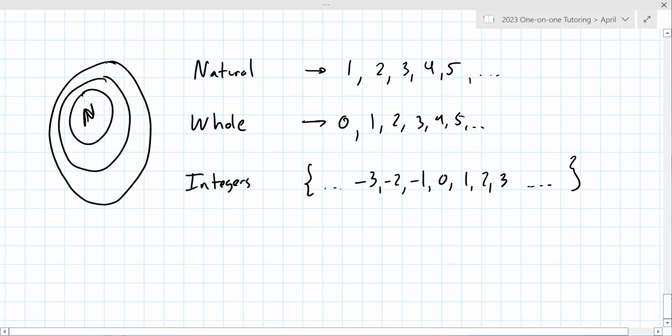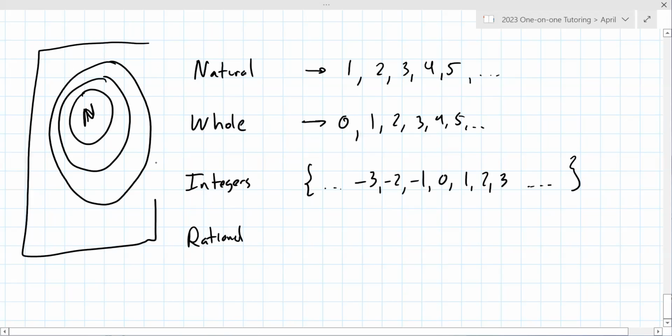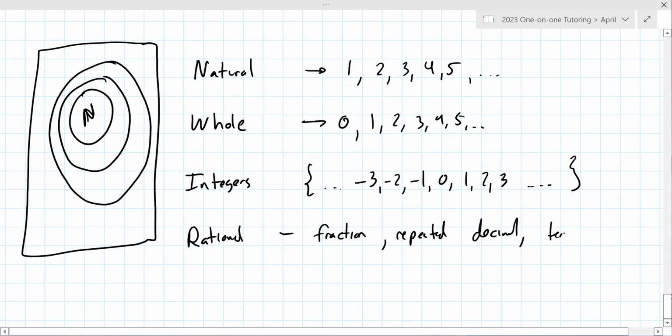Have you seen that before? Yeah. Okay. And then the rational numbers, they include all of these. So you're looking for either a number written as a fraction, or a repeated decimal, or a terminating decimal. Okay. But sometimes these are disguised. Like the square root of 9 is rational because it's 3. So you always have to simplify.